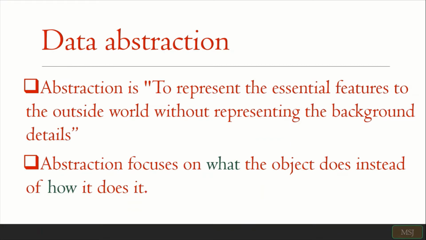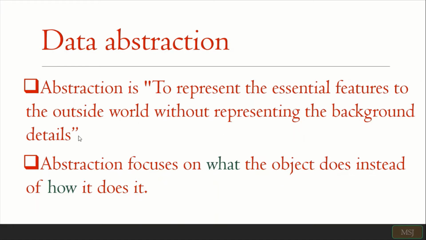Those two things are already discussed, and now we see data abstraction. Just now I told you one example of abstraction. What is abstraction? Abstraction means hiding the internal implementation details. Here we see the definition of abstraction. Abstraction is to represent the essential features to the outside world without representing the background details.